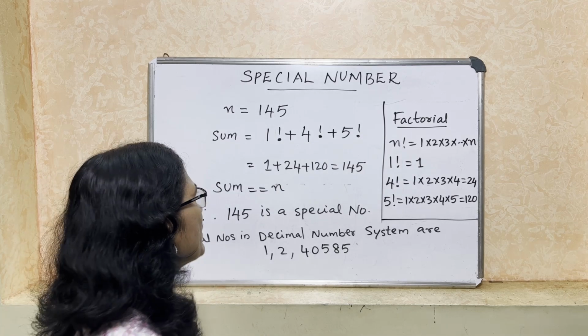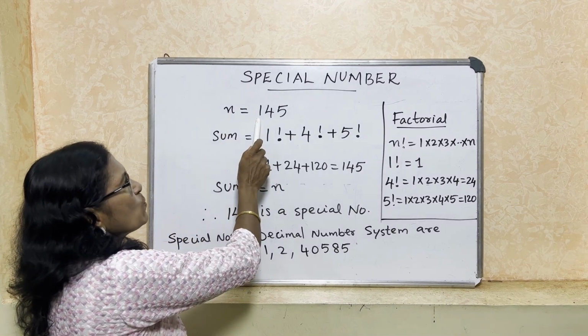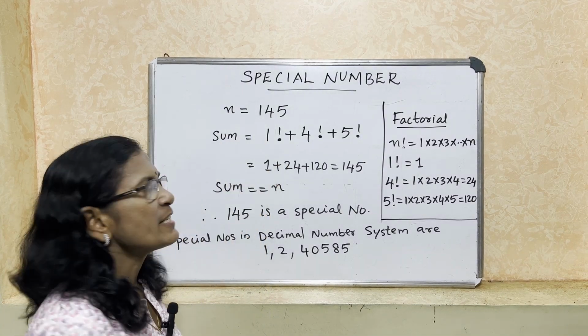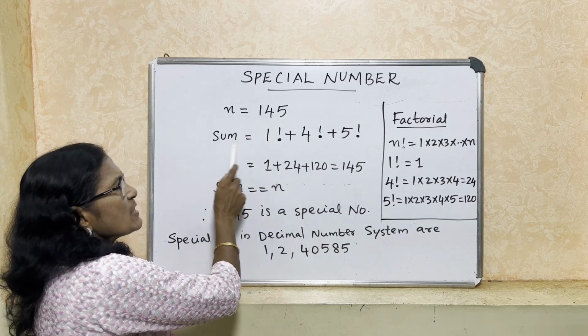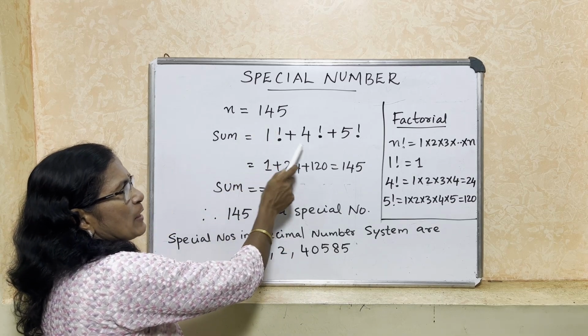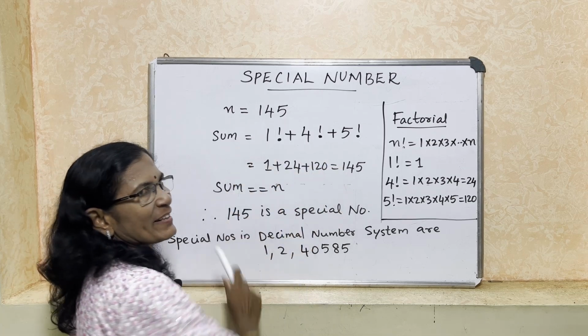Let's take an example. Say n is equal to 145. Its digits are 1, 4 and 5. Sum of its digits' factorial: 1 factorial plus 4 factorial plus 5 factorial.